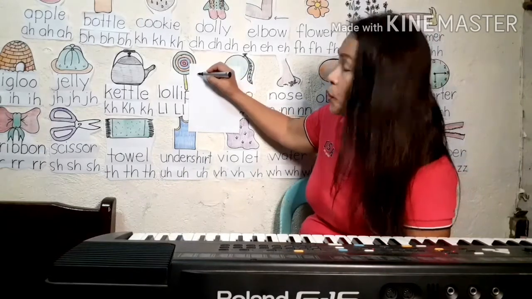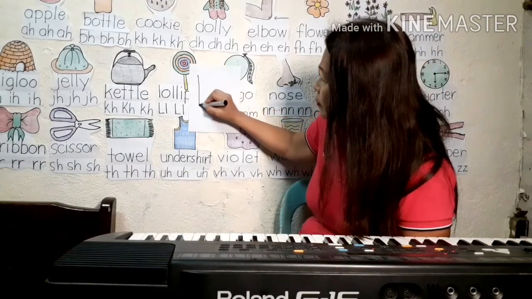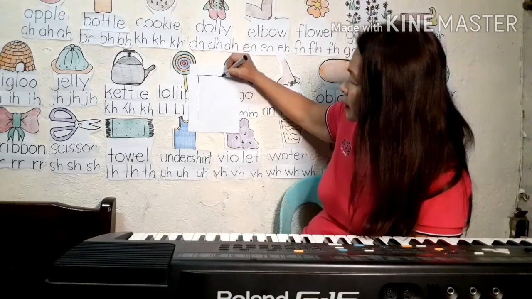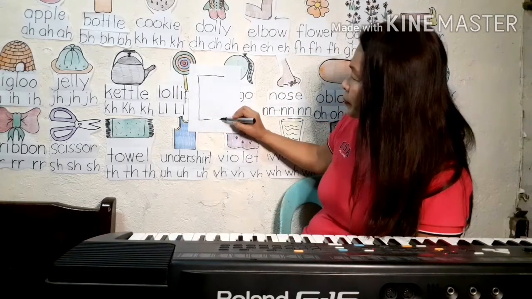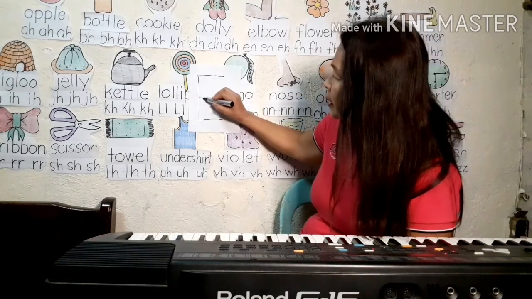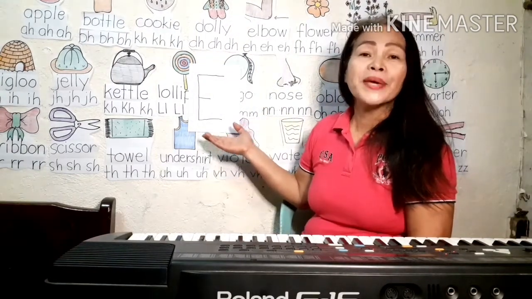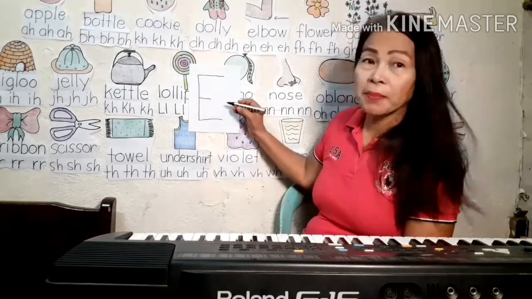Now, let's learn how to write E. Follow me. We're going to write a line. Then, at the bottom. Then, line in the middle. This is how we write big E. And the baby.